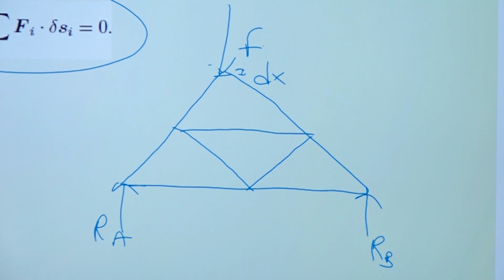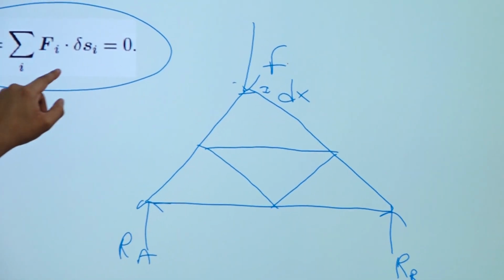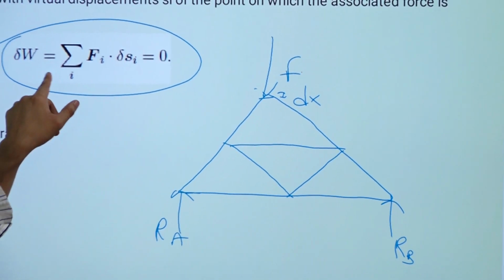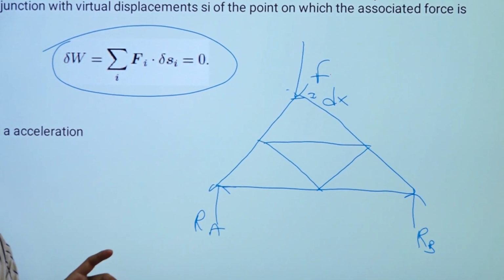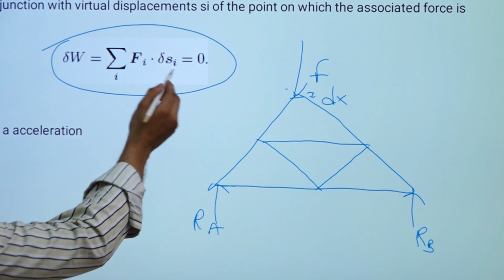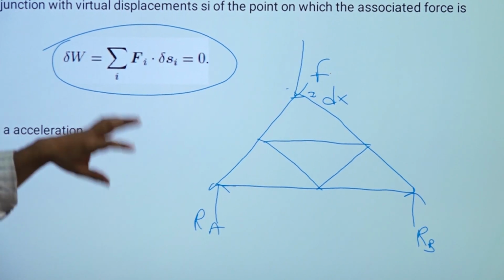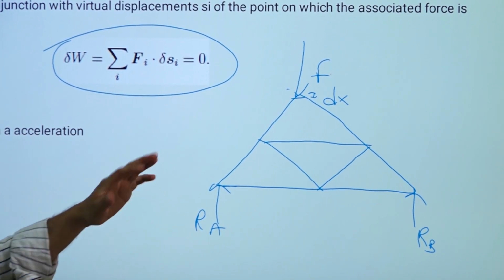When they move a little distance, with the help of F dot ds, force into displacement, you can find the work done by them. But in actuality nothing is moving, so the work done by them should be equal to 0. So we use this concept to find a lot of things.